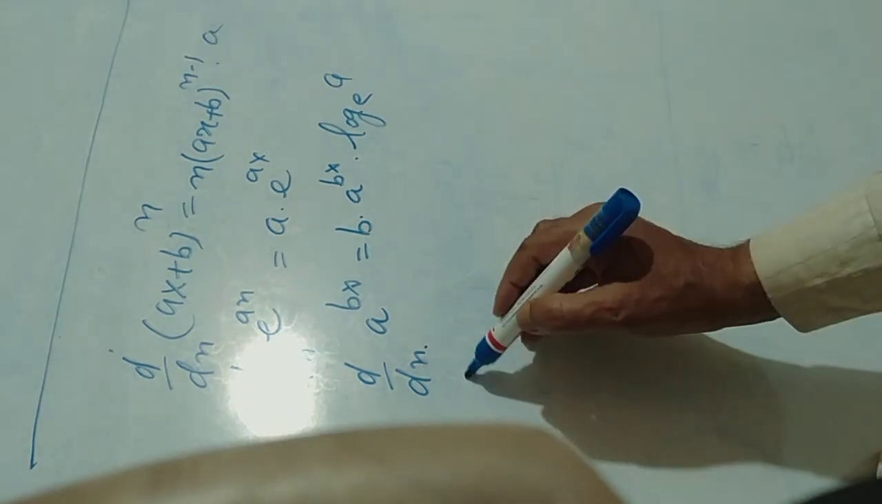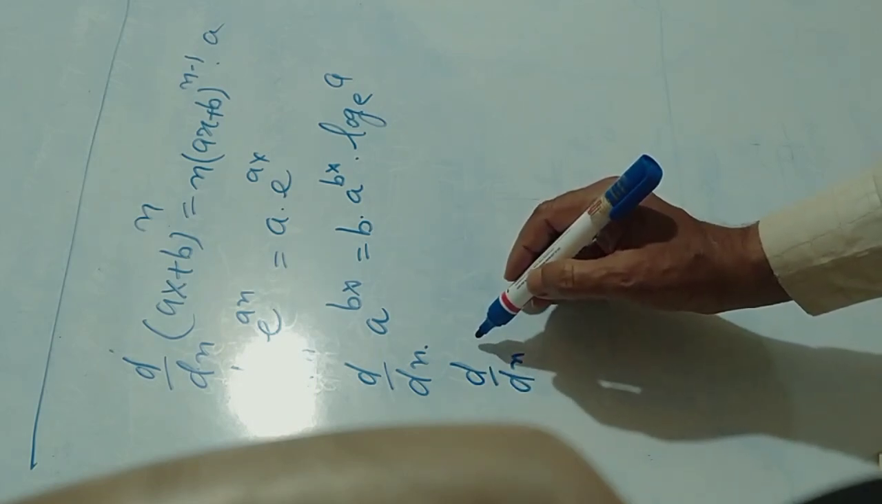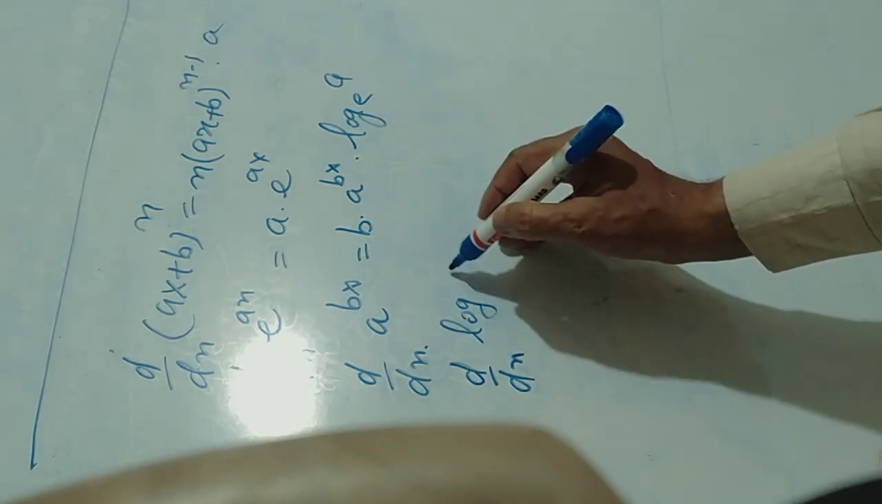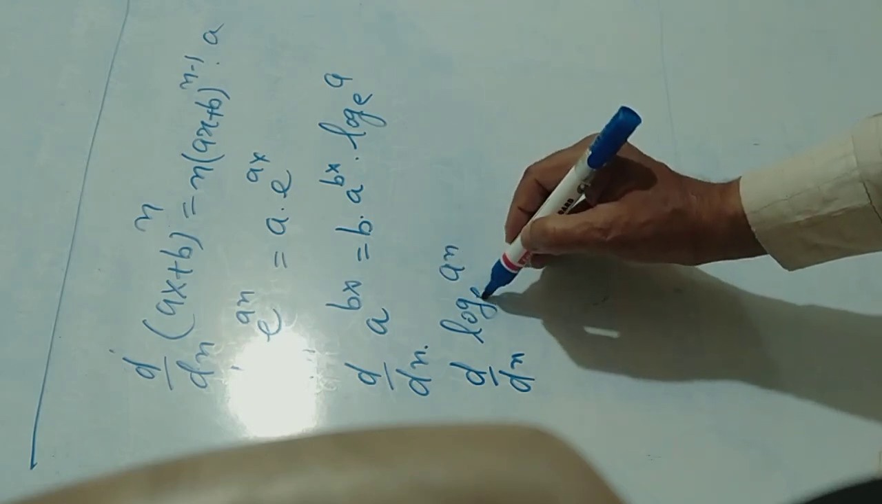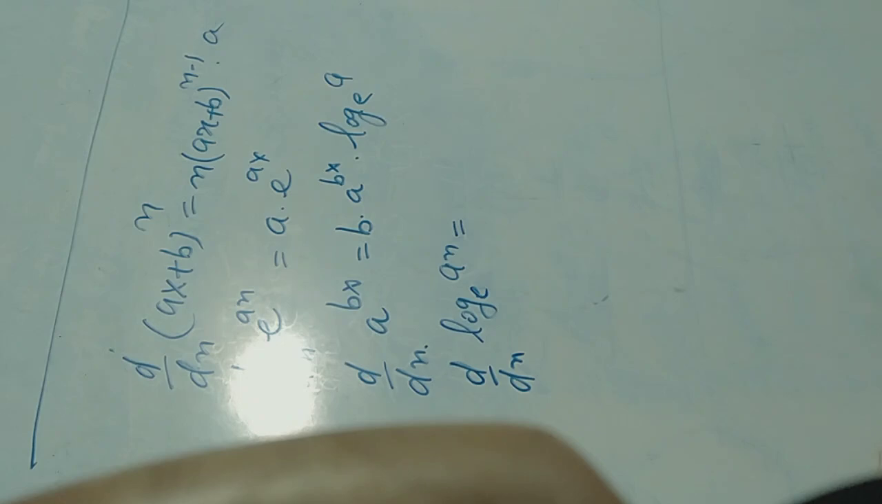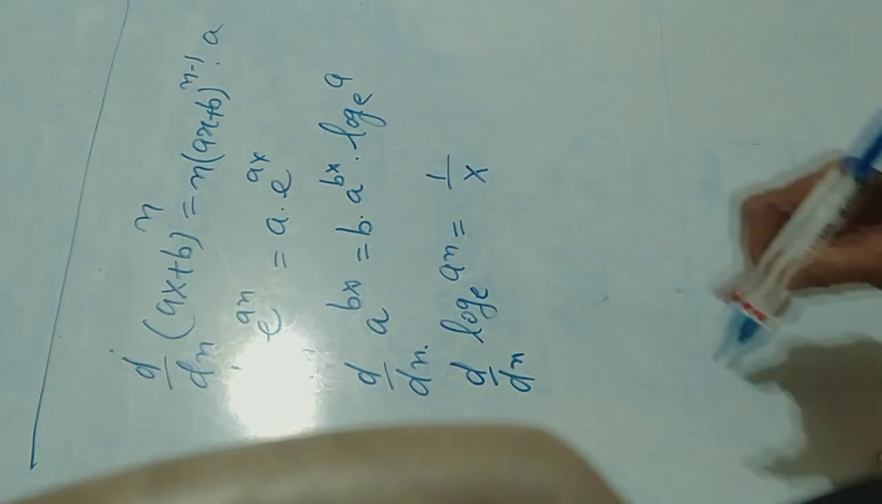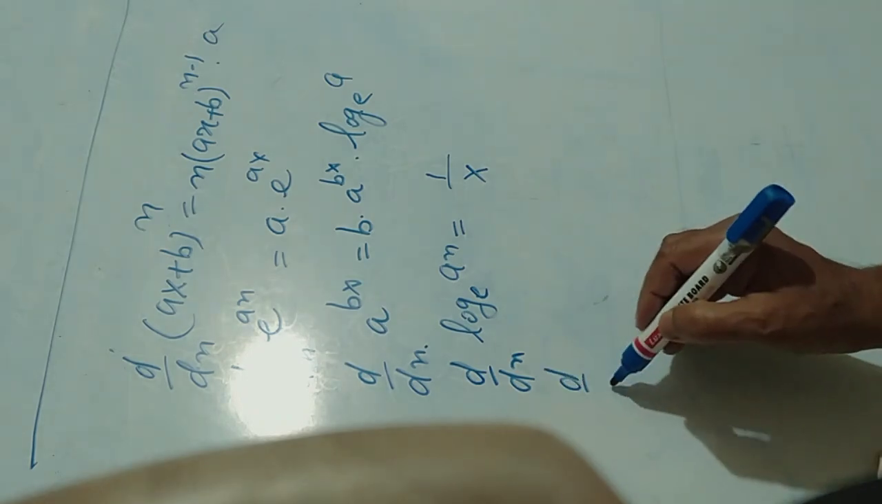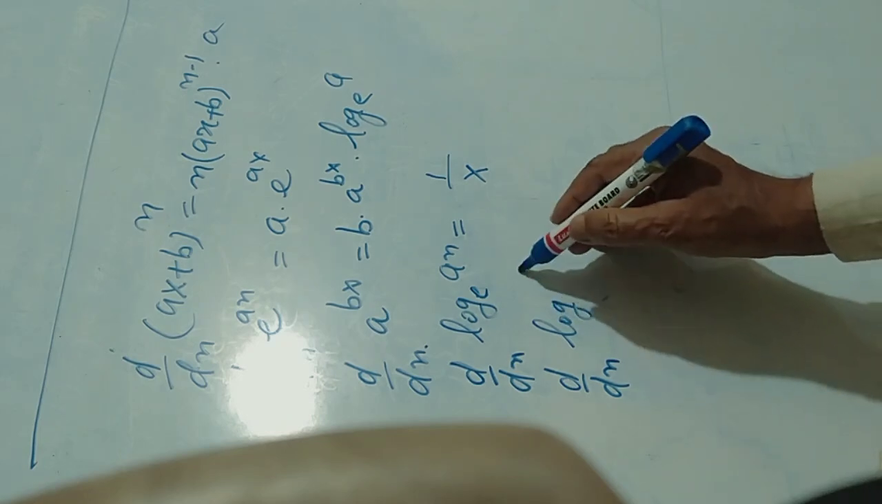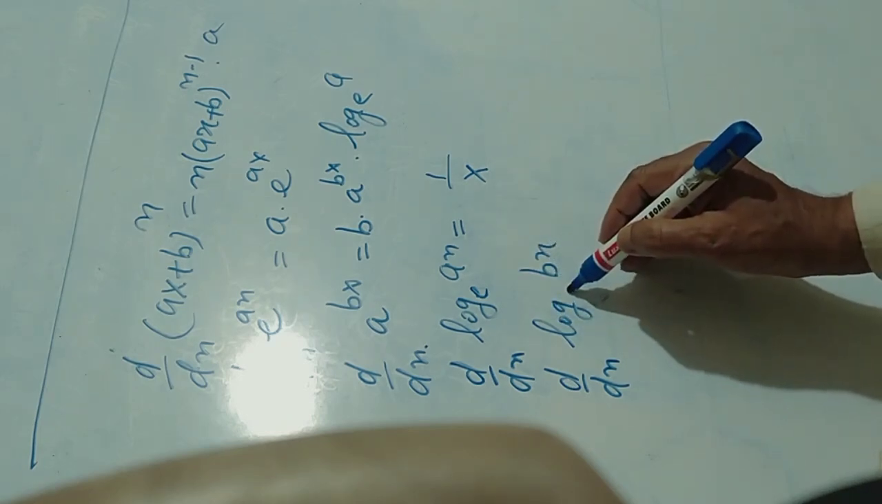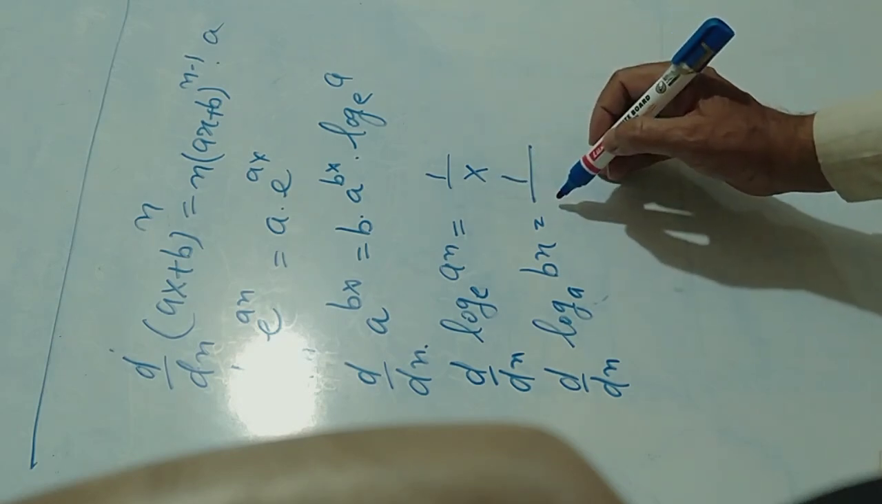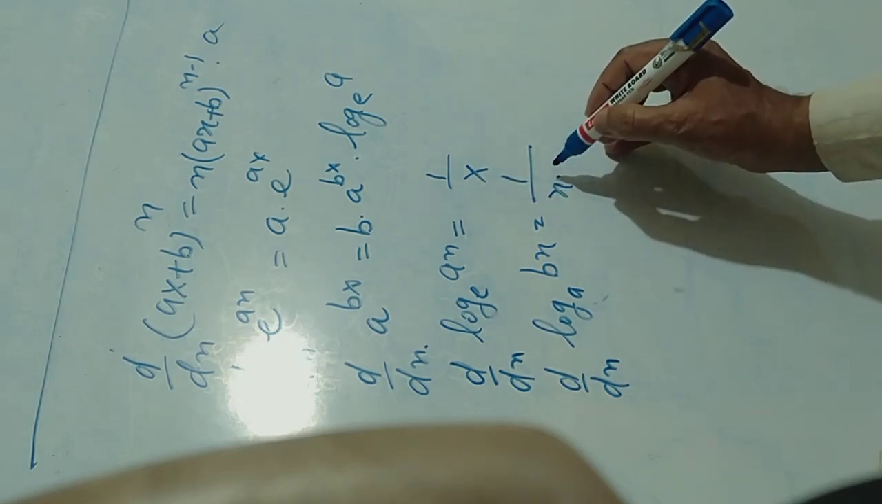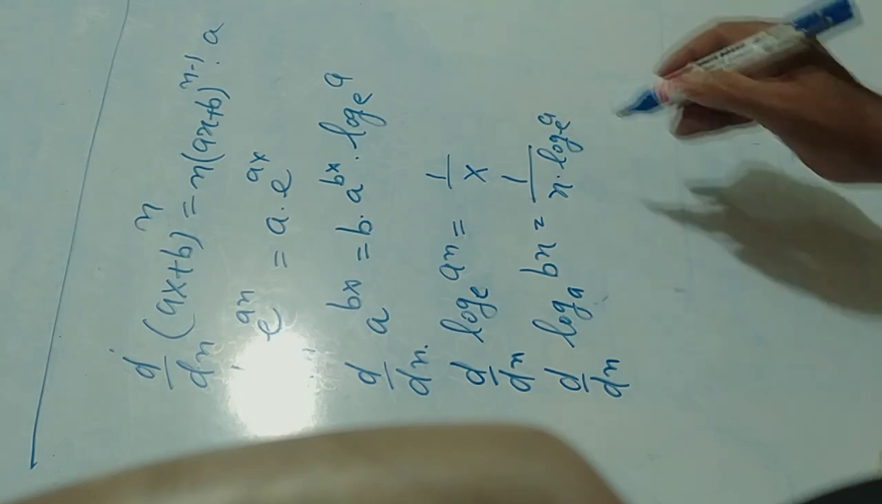d/dx of log ax to the base e is equal to 1 upon ax into a, that is, 1 upon x. d/dx of log bx to the base a is equal to 1 upon x log a to the base e.